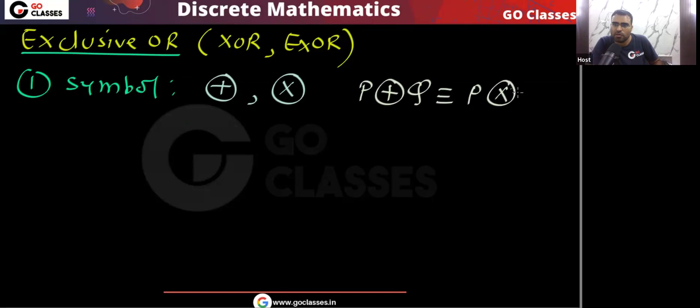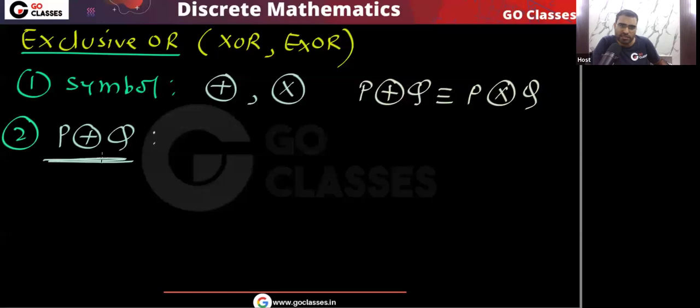Okay, they both are the symbols for exclusive or. Now let's see what is the meaning of this symbol when you write it like this. See, this is a mathematical expression. Now in English, how to read this? When I give you this, how do we read it in English?